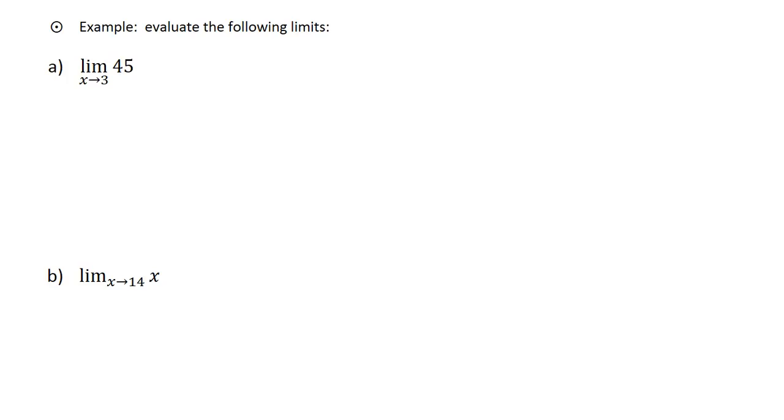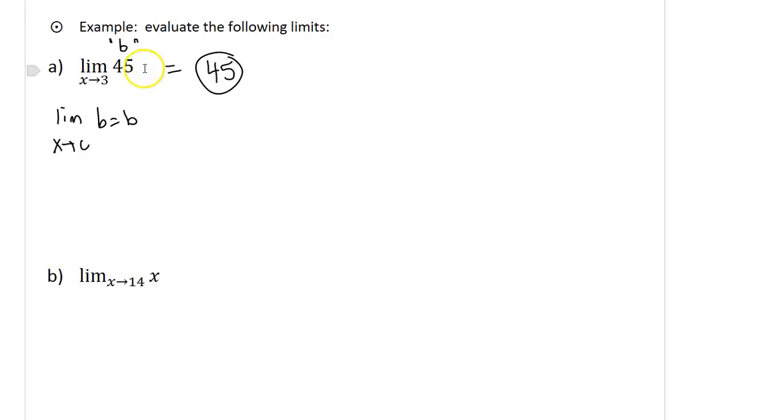Next, we're going to use these properties to evaluate some very simple limits. The limit as x approaches 3 of 45. This would be our b, okay? And we know that the limit as x approaches c of b is equal to b. So in this case, the answer is 45. For the next one, we've got the limit as x approaches 14 of x, and if you just plug in 14 for the x, you get 14.